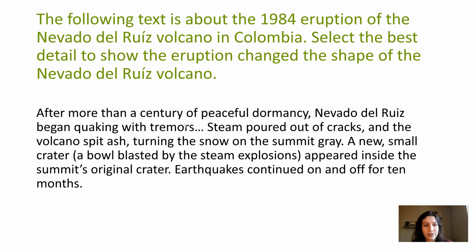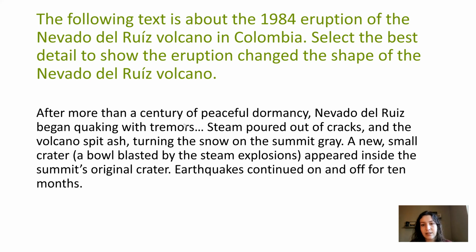Okay, what do we get from this first sentence? After more than a century of peaceful dormancy, Nevado del Ruiz began quaking with tremors. So this sentence is just saying that there were previous signs that the volcano may erupt. Now the next sentence, steam poured out of cracks and the volcano spit ash, turning the snow on the summit gray. This sentence is kind of explaining the eruption itself and giving details as to what that looked like.